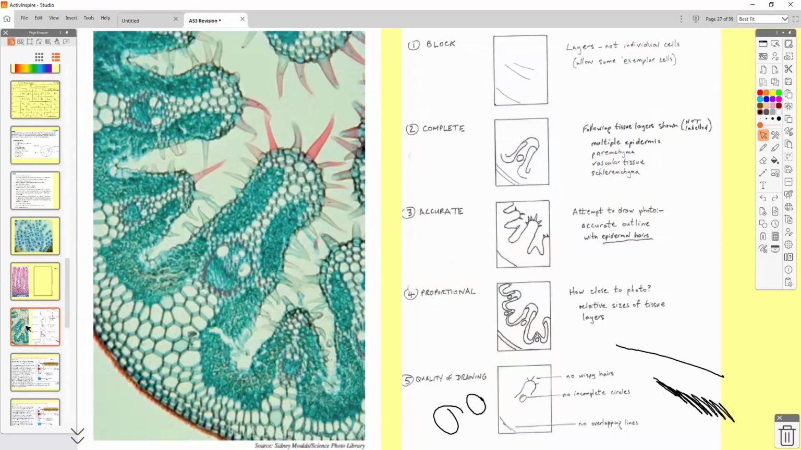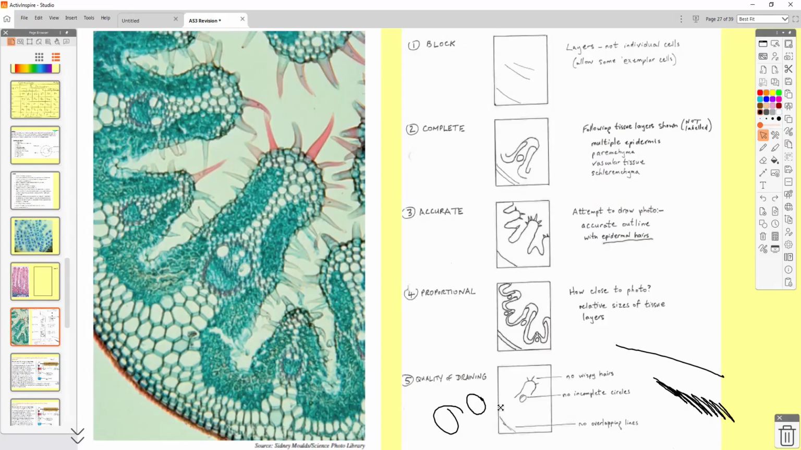Again, when you're drawing the block diagrams, this is from a while ago, you can see it needs to be a block diagram. So you're drawing tissue layers, not cells. Okay, so just layers. It needs to be complete in terms of having all the different tissues in it. It needs to be accurate and proportional. So it needs to be a true representation of the picture, not something else that you remember.